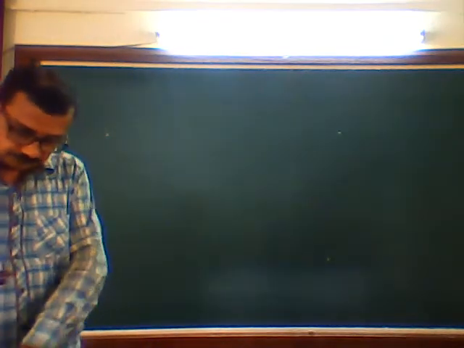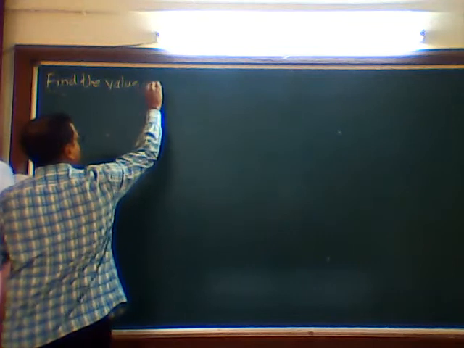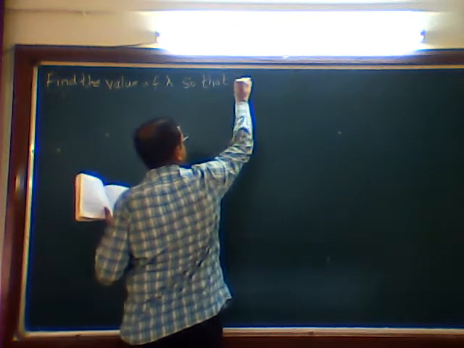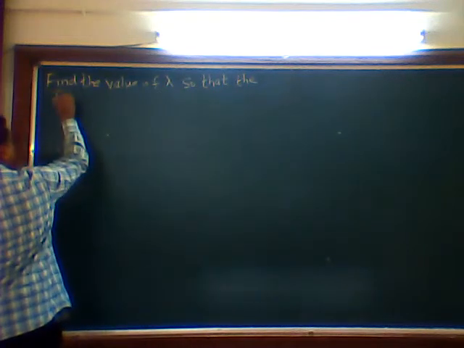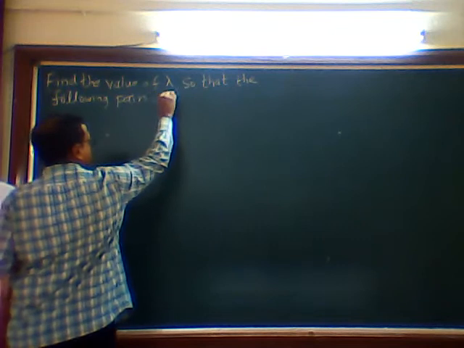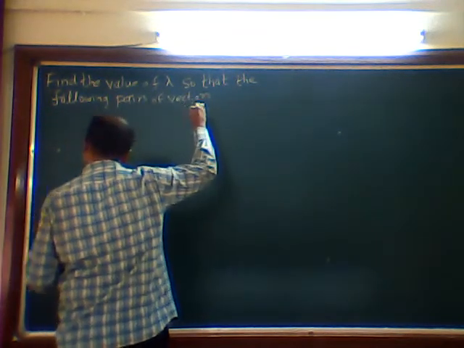Today we will start with the next problem. Find the value of lambda so that the following pairs of vectors are perpendicular to each other.